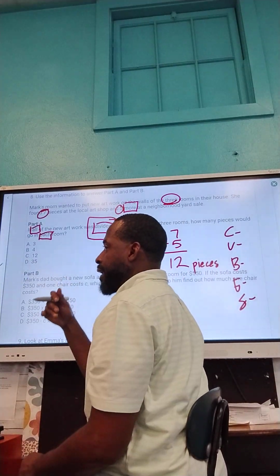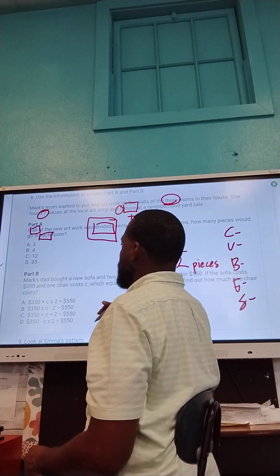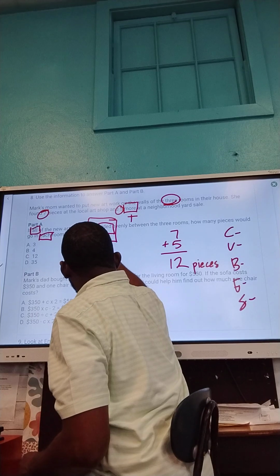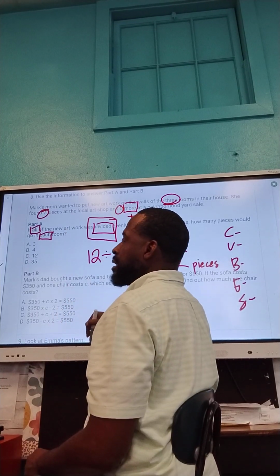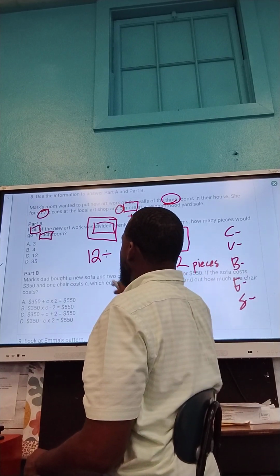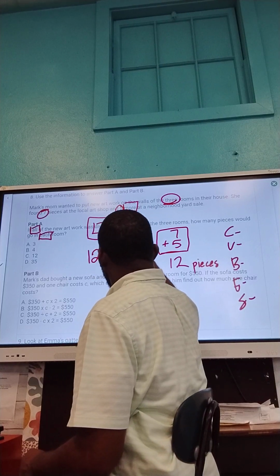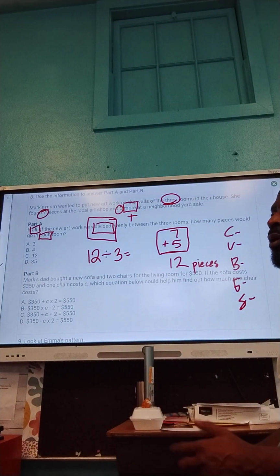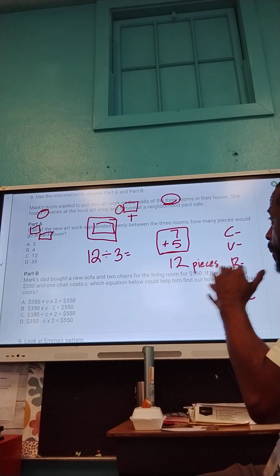But if you don't carefully read, you're going to miss the point that we're supposed to be doing what? Dividing. All right, so now, what are we dividing, guys? We're dividing 12 by what? 12. Hey, 7 and 5 don't exist anymore. They are embedded in the number 12. So we're dividing by what? Why 3? What do we know about 3 as it relates to Mark? He has 3 bedrooms. He has 3 rooms he wants to put these pictures in.